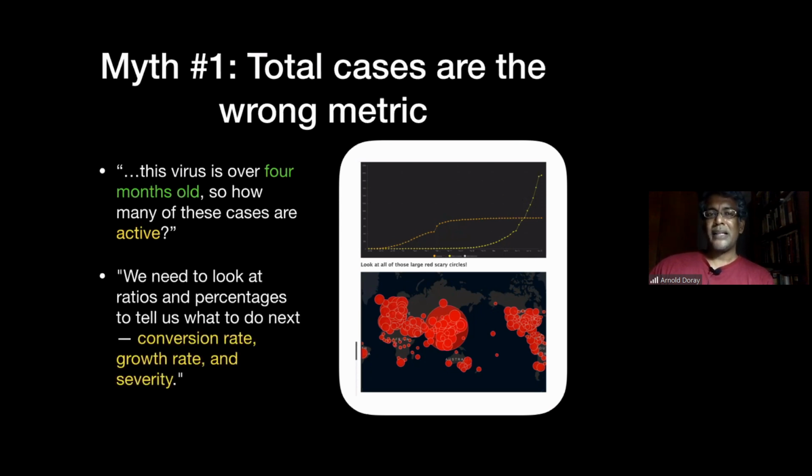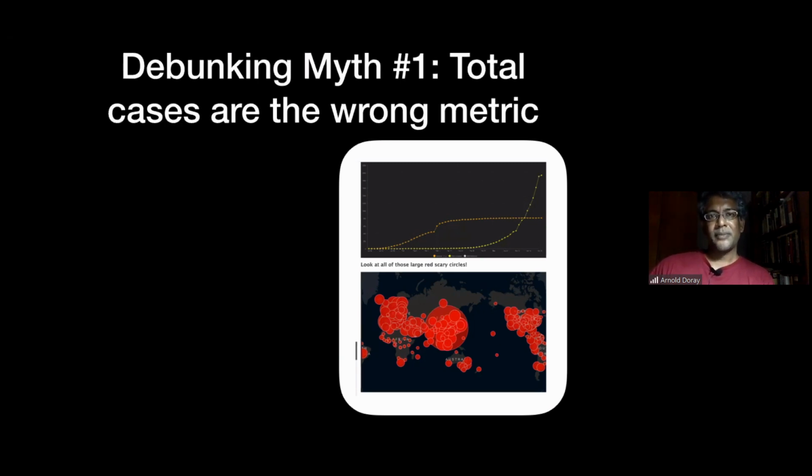The second point he makes is that perhaps we need to look instead at ratios and percentages and conversion rates and growth rates to determine the severity of the COVID-19 outbreaks. Well, this is a myth. The first reason is that exponential growth of any kind is always alarming. It's an indication that something is going on, which is worrying, right?